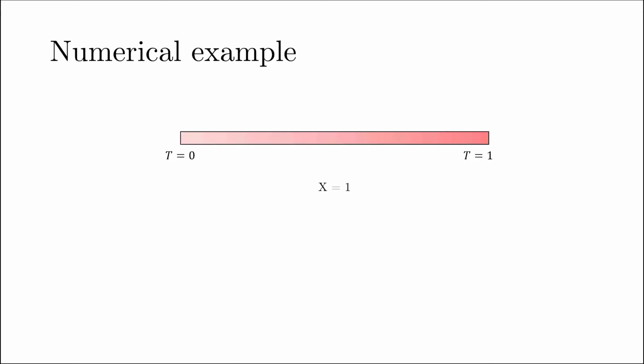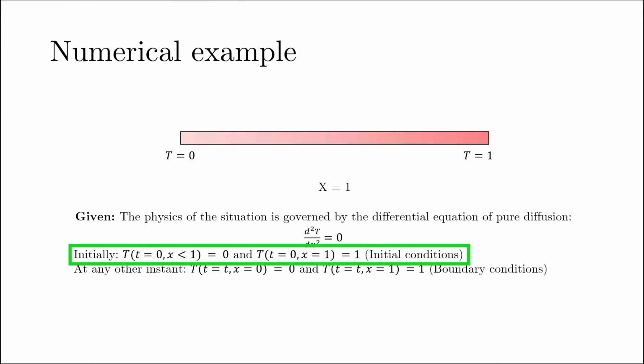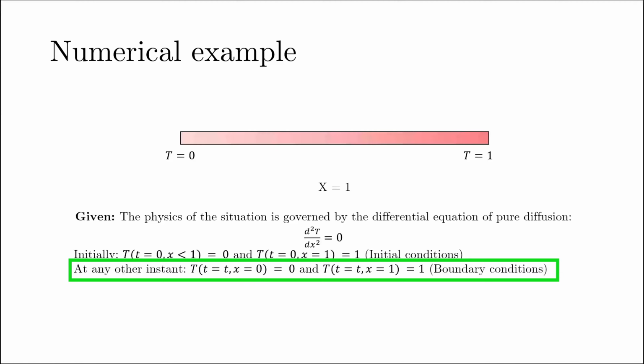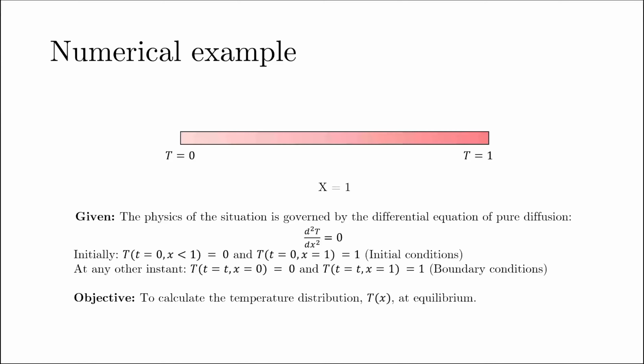So now we would look at the same example that we had considered in the past class, where we had a rod of length 1 and we had boundary points at a temperature of 0 and 1. So we had certain initial conditions that the temperature was 0 everywhere else except the right boundary, and the boundary conditions are as shown in the picture, and we were asked to calculate the temperature distribution at equilibrium.